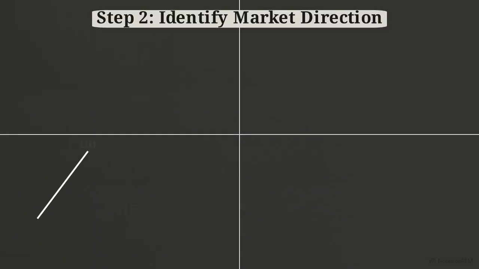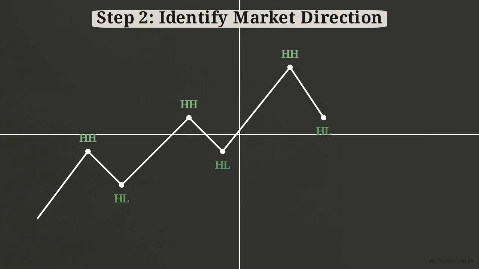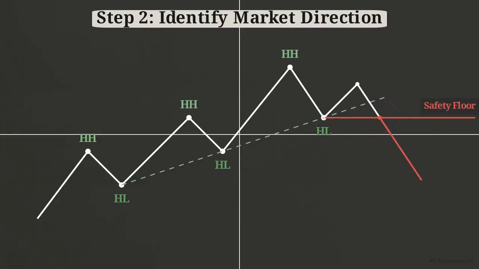Step 2 requires zooming out. This line graph shows broader market structure, helping us trade alongside the trend. An uptrend is a strict sequence: new higher highs followed by higher lows. If the price breaks below the previous pullback's lowest point, this uptrend is broken.